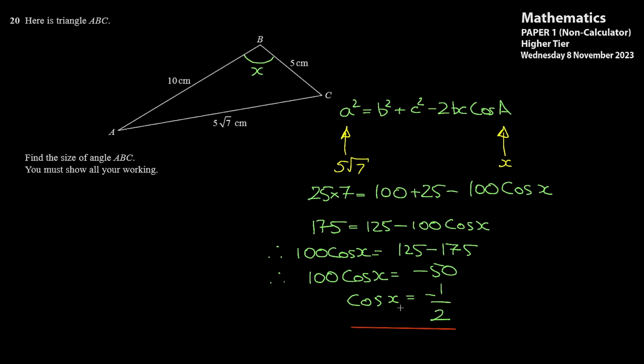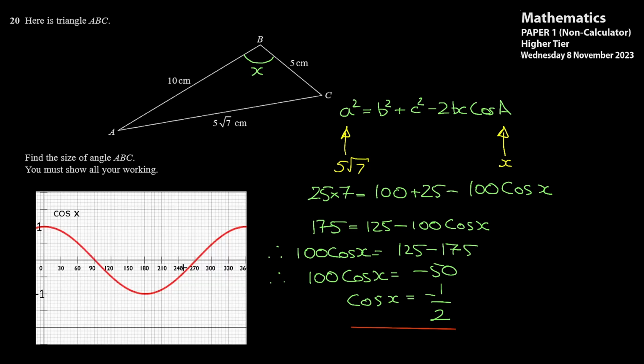So all we've now got to do is find the value of x where cos x is equal to negative a half. This is a graph you should know and be able to duplicate whenever asked, but I've got it here drawn out just for clarity. The solution of negative a half is along this line here. So the two solutions we've got are 120 degrees and 240 degrees.